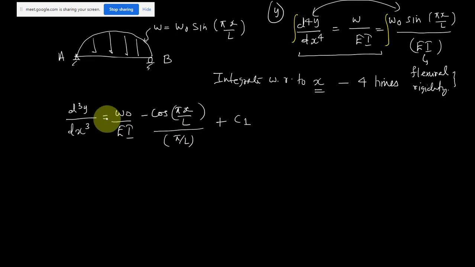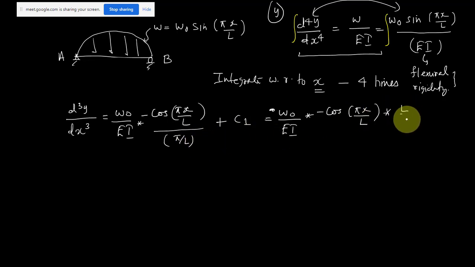So it is w0 by EI into minus cos of pi x by l divided by pi by l, plus c1. Just for simplicity I will write it like this: w0 by EI, I am taking the negative here, minus cos of pi x by l into l by pi, plus c1.